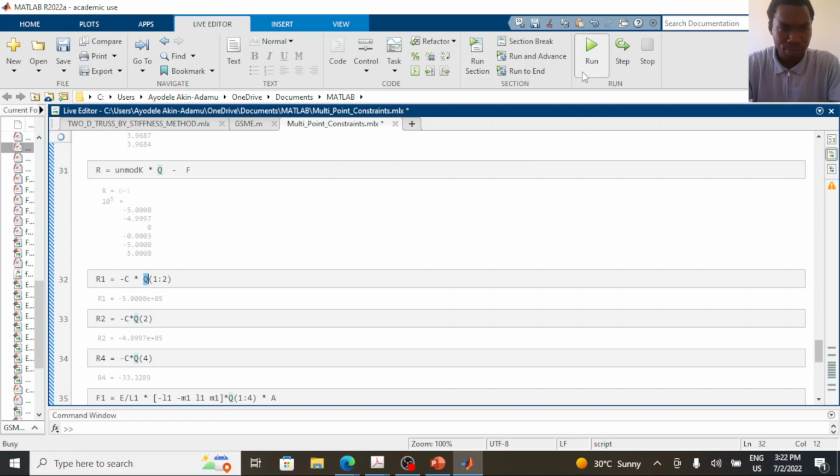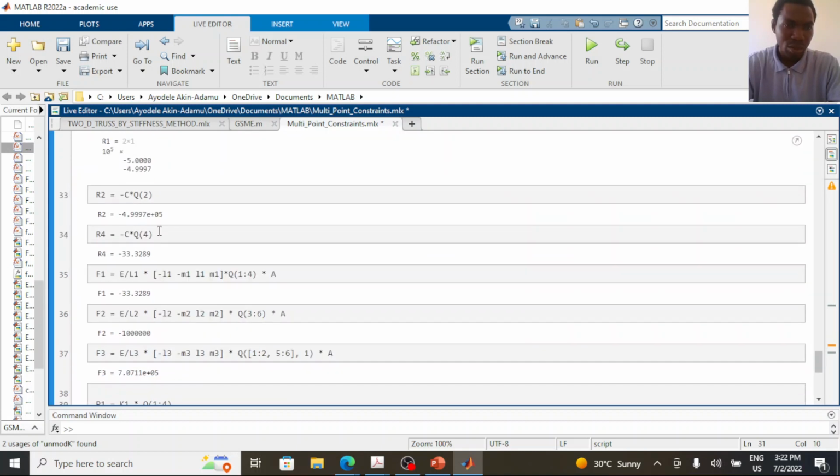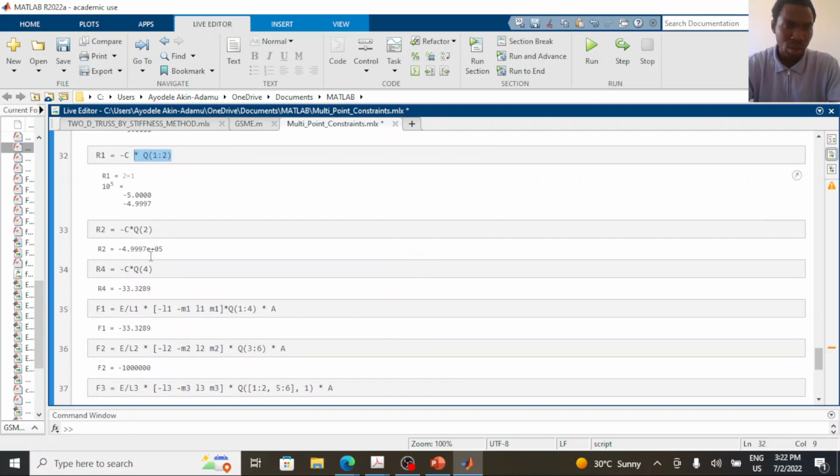So if I run this code, you see I'll get 2 reaction components. I'll get minus 5 and minus 4.997, which is actually what we got. It's actually the same thing we got here. So you can decide to use this equation if you want. So how to define the reaction component at node 2. At node 2, we have just one support reaction, and that support reaction is at position 4. So this is supposed to be minus C multiplied by the displacement quantity at position 4.